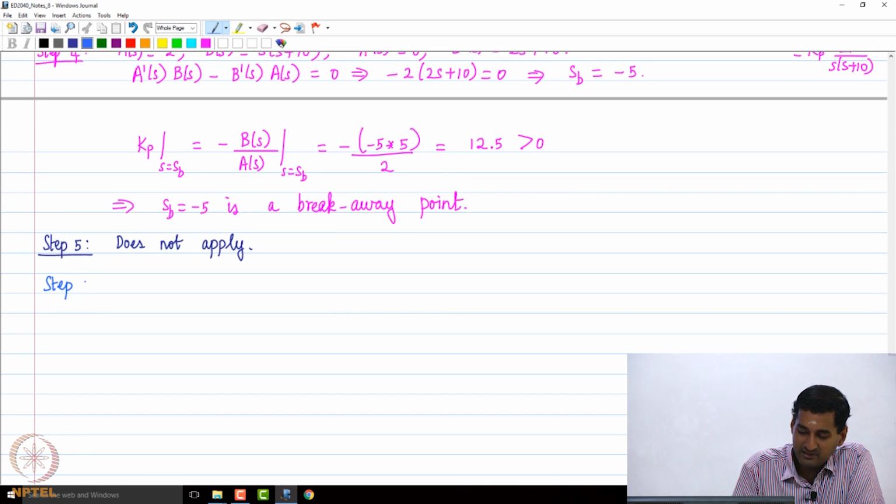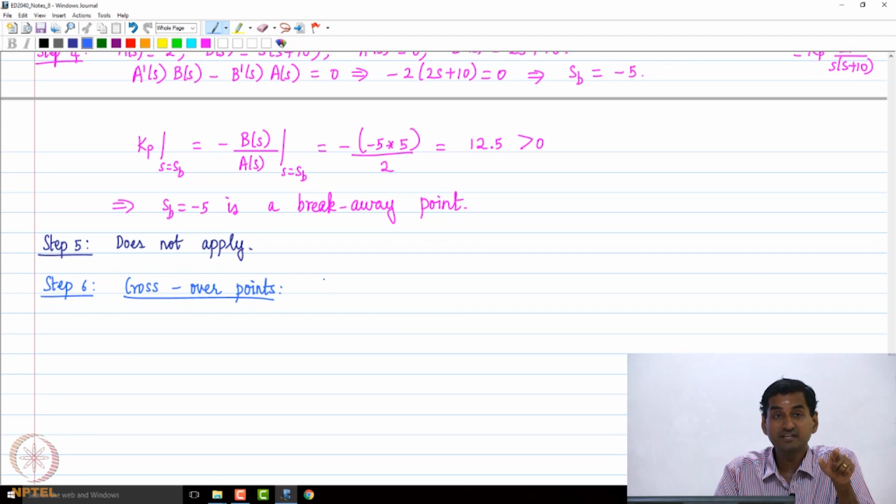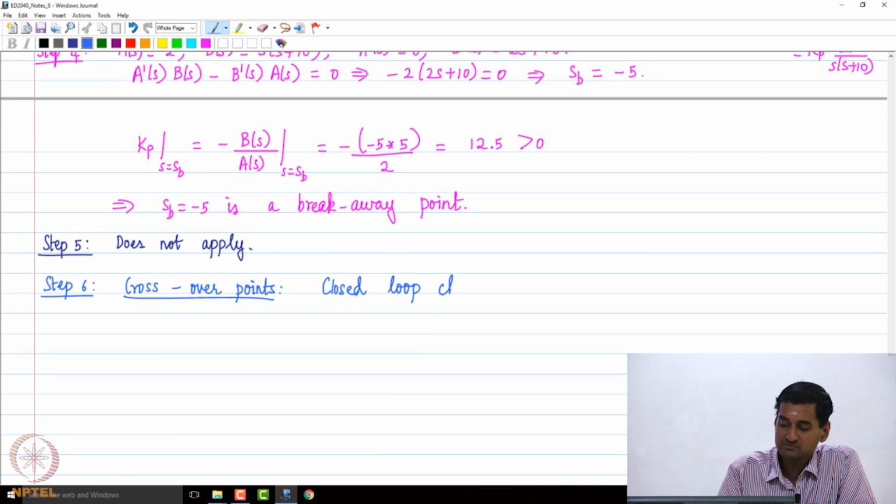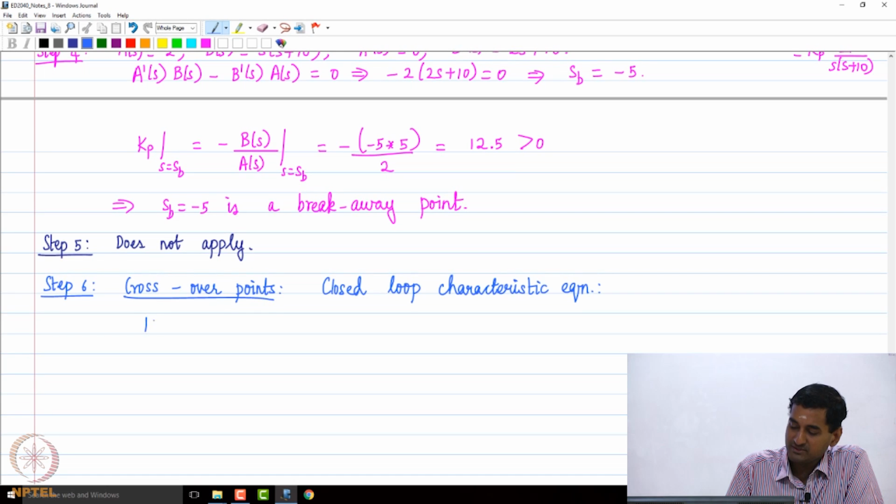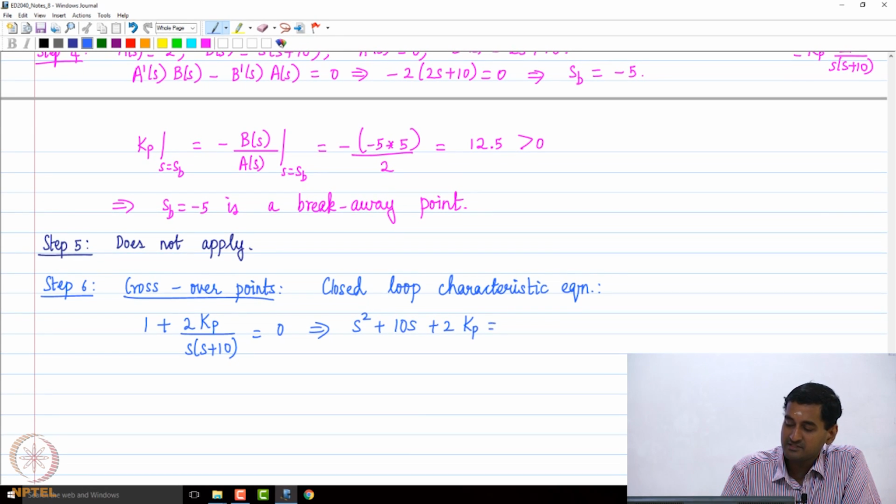So let's look at step 6. Step 6 is about getting the crossover points. For the determination of the crossover points, you need to look at the closed loop characteristic equation, right? What is the closed loop characteristic equation? It's 1 + G(s)H(s) = 0. In this particular case, that's 1 + 2Kp / (s(s + 10)). So we get s² + 10s + 2Kp = 0.